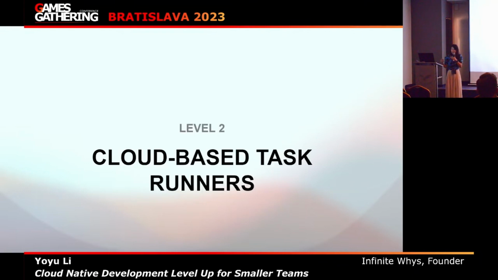So we are moving to level 2. Level 2, I'm going to talk about cloud-based task runners. So task runners are for automation, as we already introduced before. Automation is so essential in cloud-native development or any modern development. Why is this? Well, we can talk for maybe hours about why automation is important and how it can help you. I think the most important reason is it saves you time and reduces the chances of mistakes.